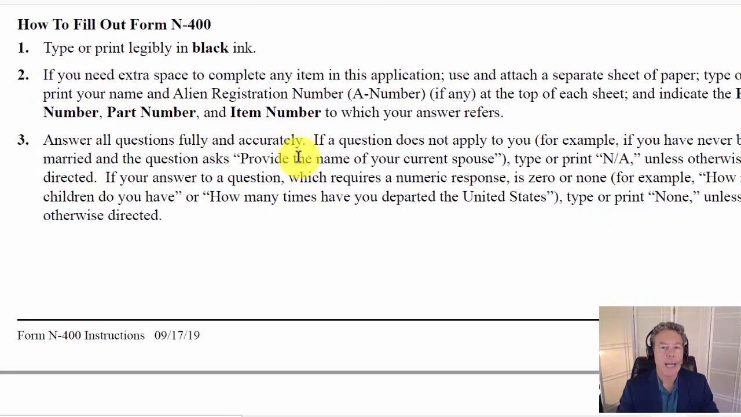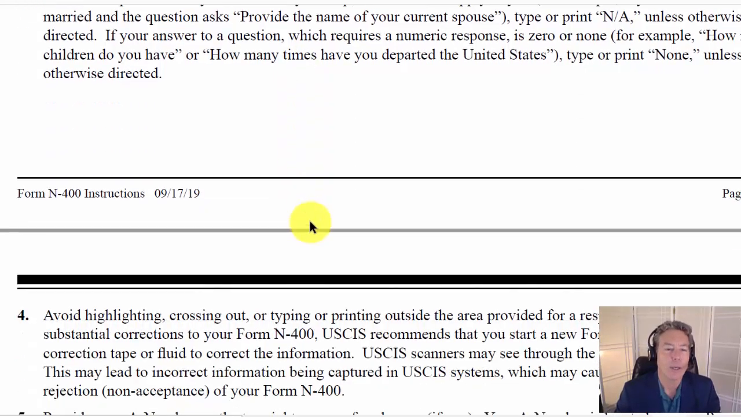Answer all questions fully and accurately. And look, as you're going through this, if you don't know an answer, that's when you might want to really look at a video like this or consult with an attorney as well.